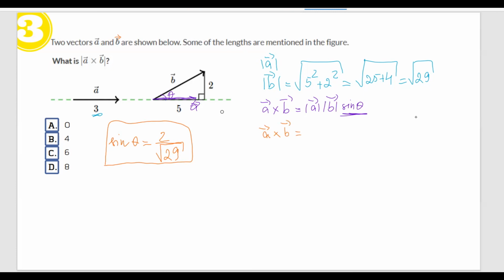So we're going to have, I didn't finish here, A is equal to 3. So we have 3 times B, which is square root of 29, times sine theta, which is 2 over square root of 29. And of course, this is also multiplied by n, which is the unit vector. But in this case, it's not required, because looking at the answers, we're going to need the number answer. So here, 29 and 29 reduce each other. So the answer, A cross B equals 6. So this is our answer, and the correct one is C.